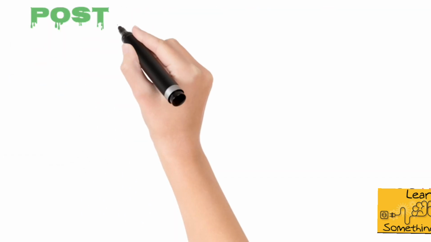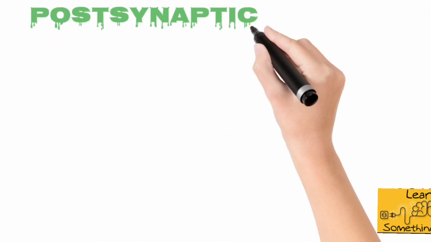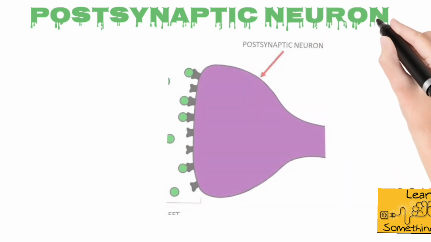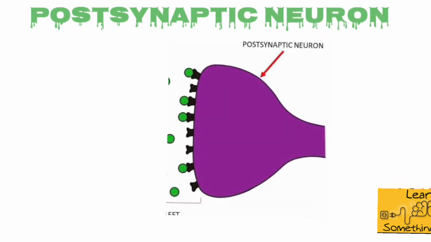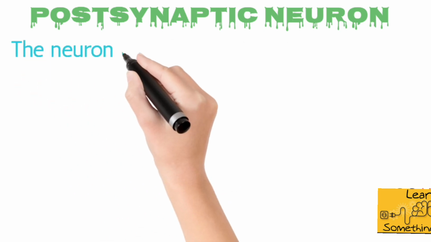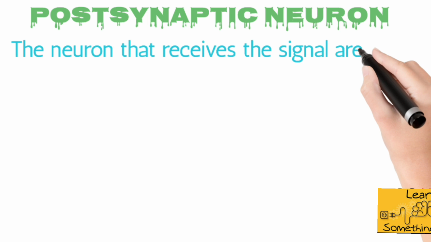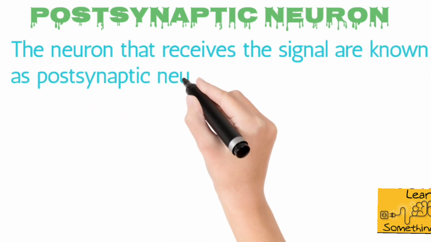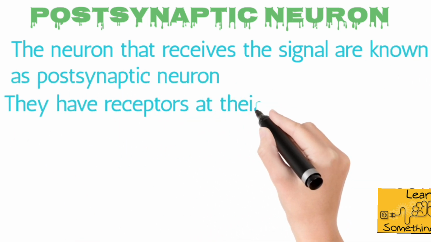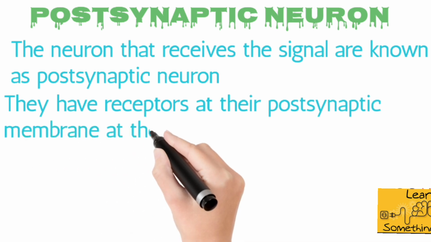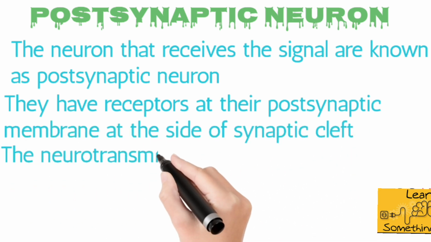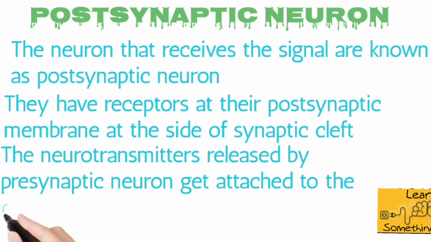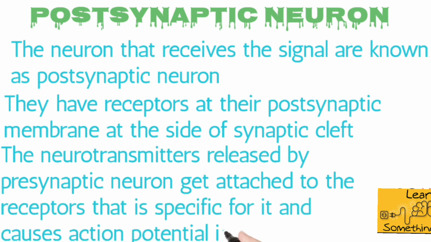So now let's understand the last component of the synapse, that is the postsynaptic neuron. The postsynaptic neuron is the vice versa of the presynaptic neuron. These neurons, instead of sending signals, receive the signal. The postsynaptic neuron is able to receive the signal through the receptors present on its membrane at the side of the synaptic cleft. The neurotransmitter gets attached to the receptor that is specific for it and hence causes the action potential inside the next neuron.